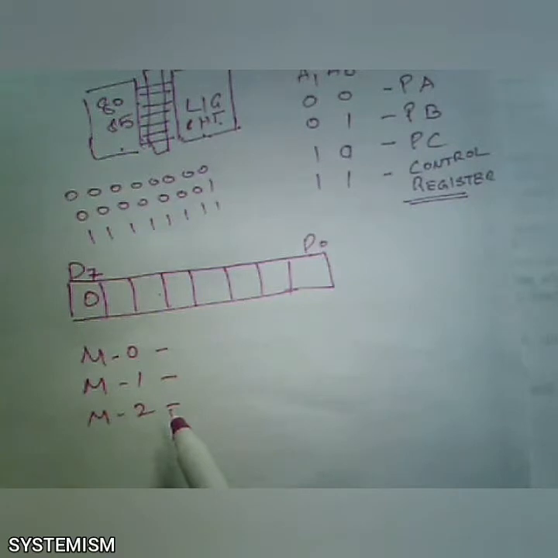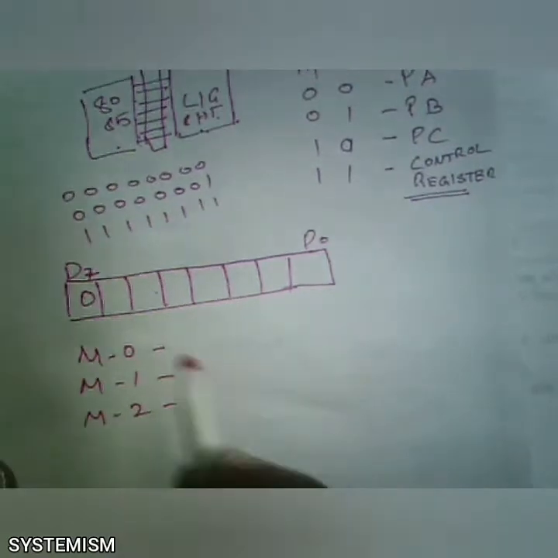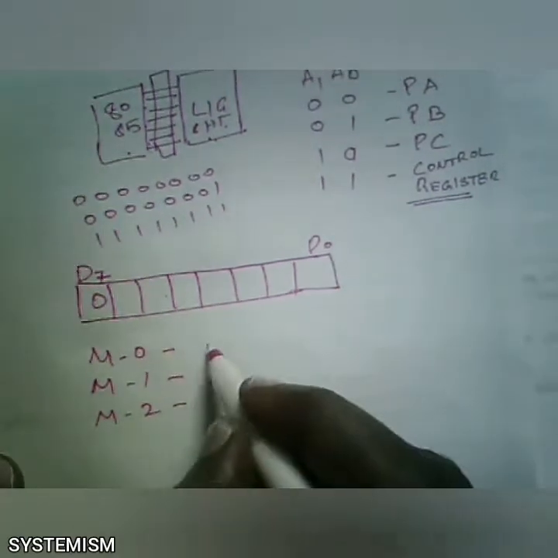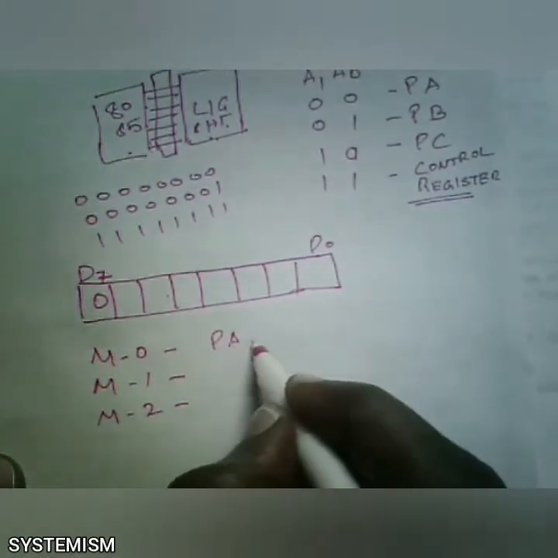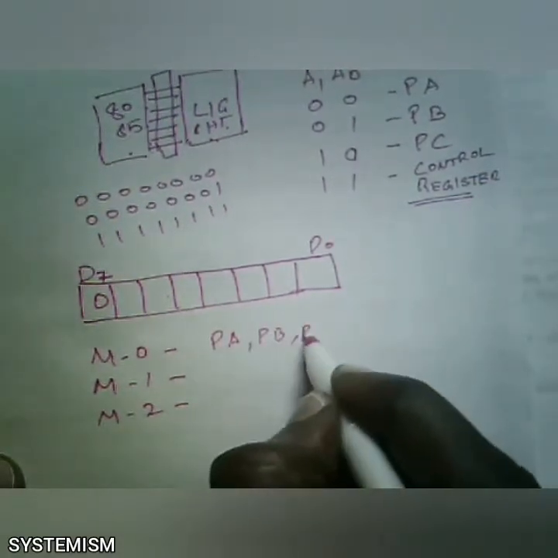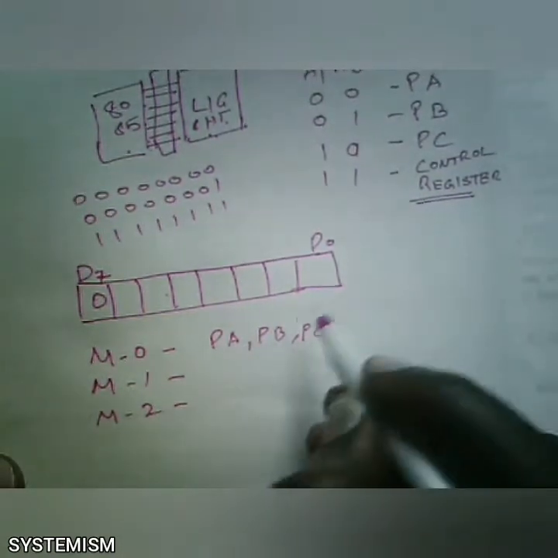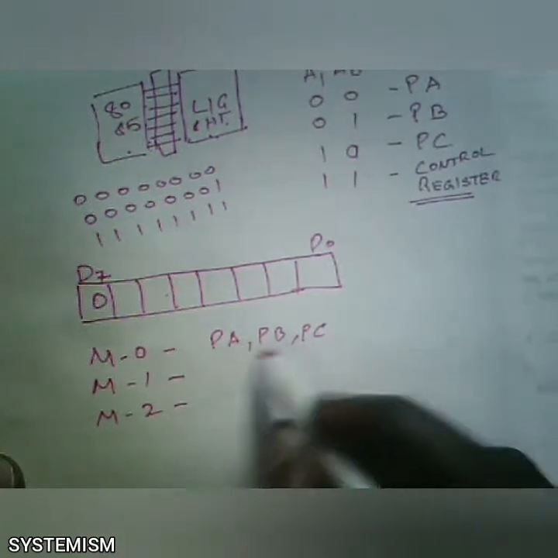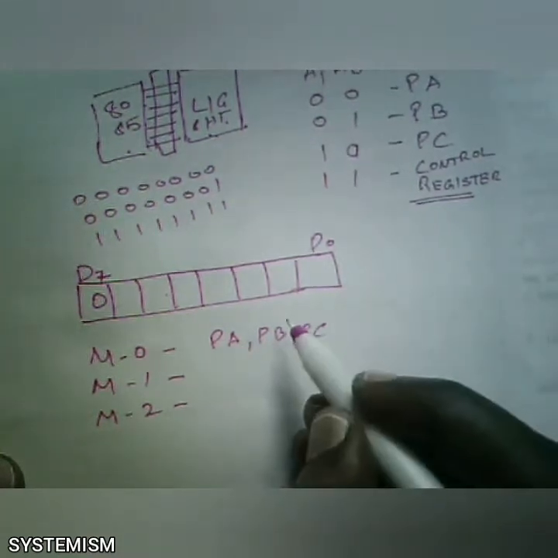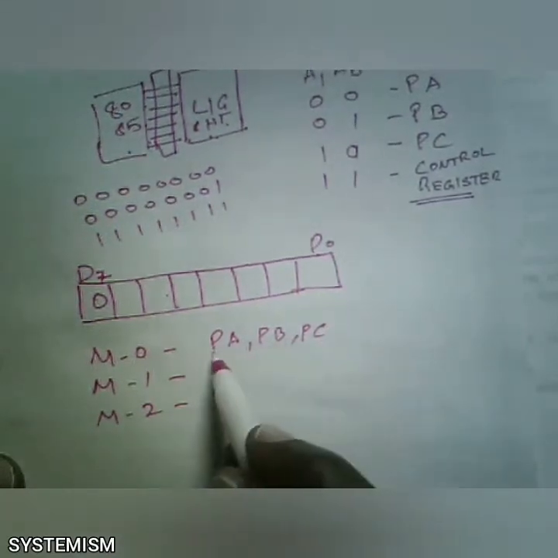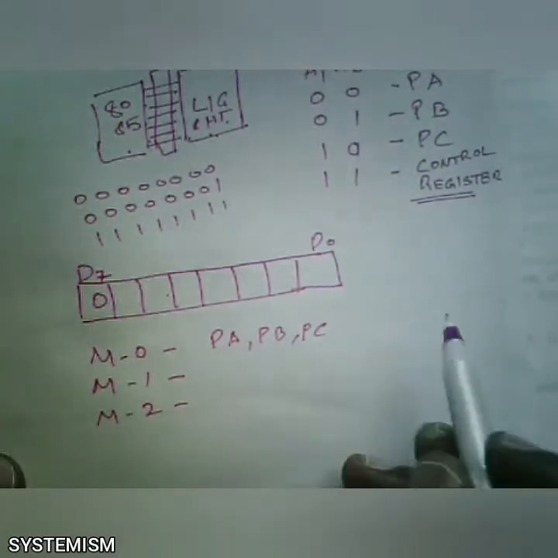Okay, so what is a simple input output mode? In a simple input output mode, you can use your port A, port B, and port C. All these ports can be used for input and output operation. So these ports can be used as input ports and output ports. You can transmit the data and you can receive the data.